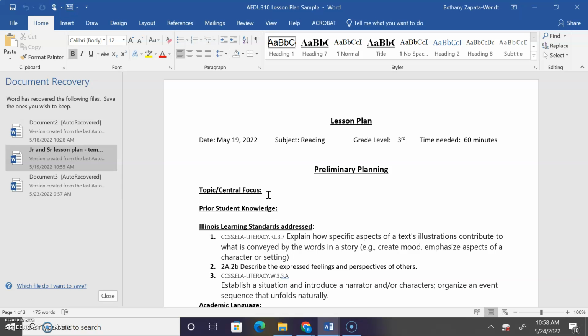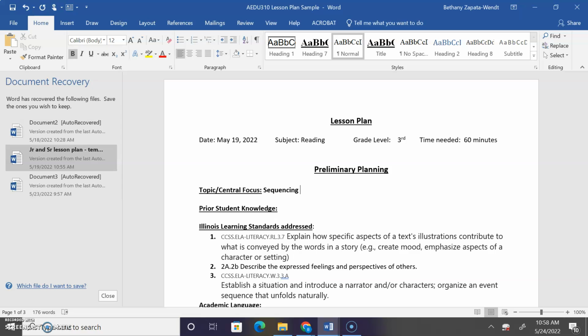So I'm going to assess later in this lesson plan how aspects of the text illustrations contribute to what's conveyed by the words, describe the expressed feelings and perspective to others, and establish a situation and introduce characters and organize an event sequence that unfolds naturally. So my central focus for this lesson is going to be sequencing.